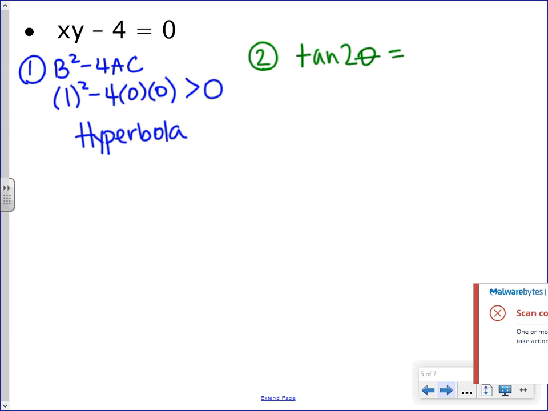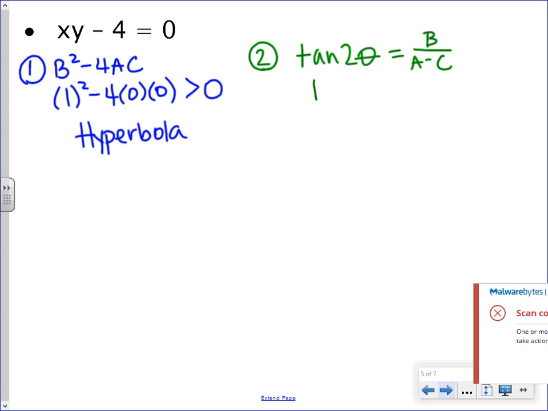Why? It said 20. I'm pretty sure it said 20. I'm pretty sure it's 2 theta. You just didn't see the seatbelt.